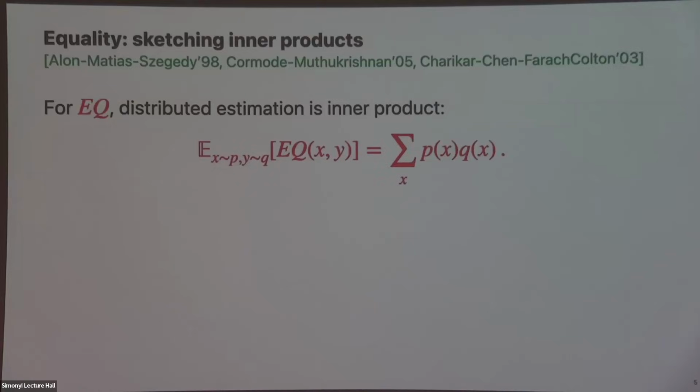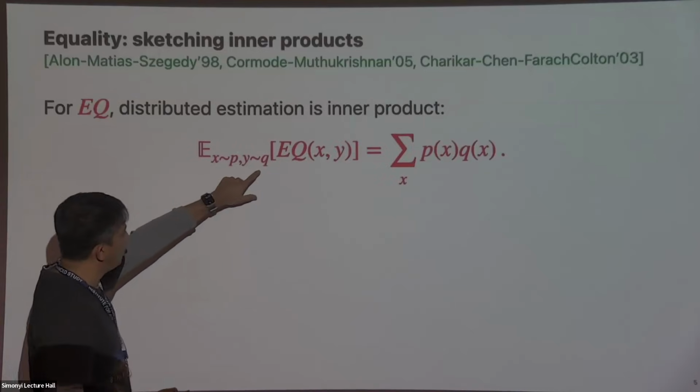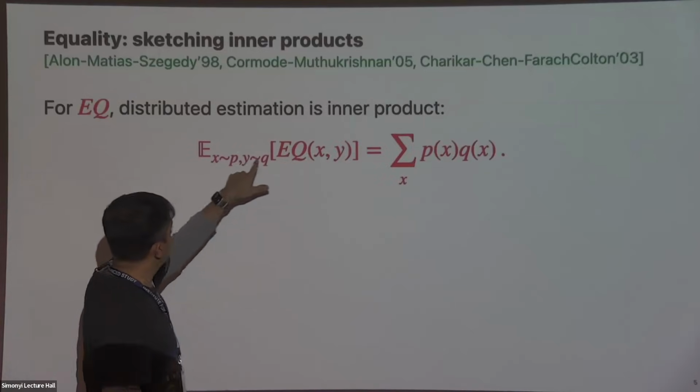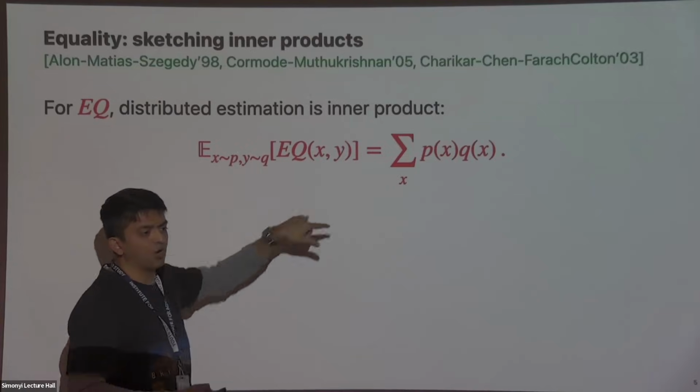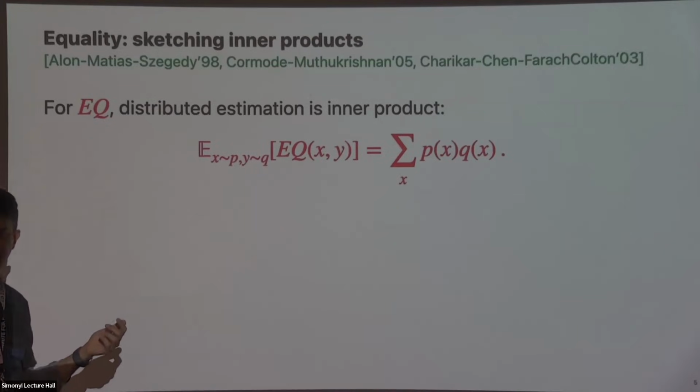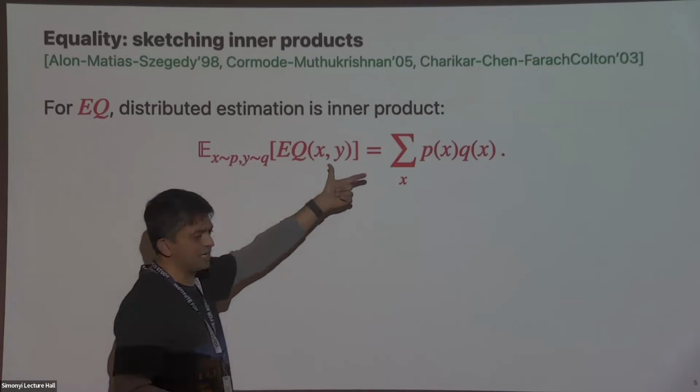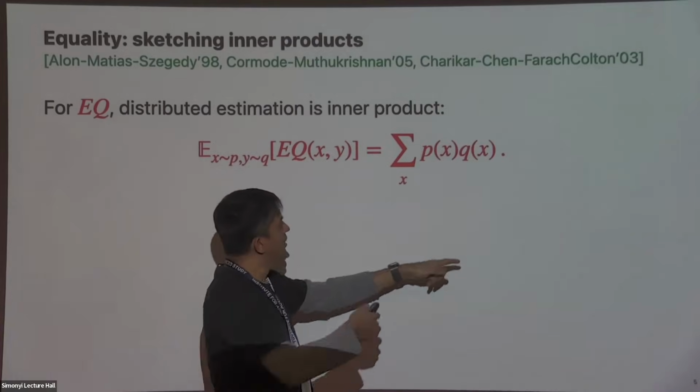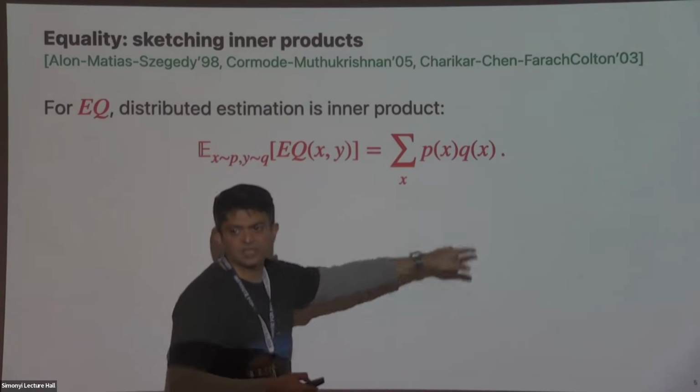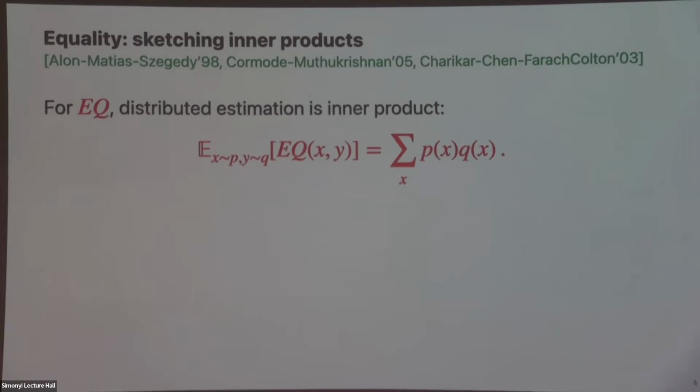So why is that? Well, let's just go through what distributed estimation means for equality. Alice has a distribution P, Bob has Q. They want to know the expectation of the equality function on X, Y, right? So this is one exactly when X and Y are the same. So it is just the collision probability of these two distributions. It's the inner product of P and Q.